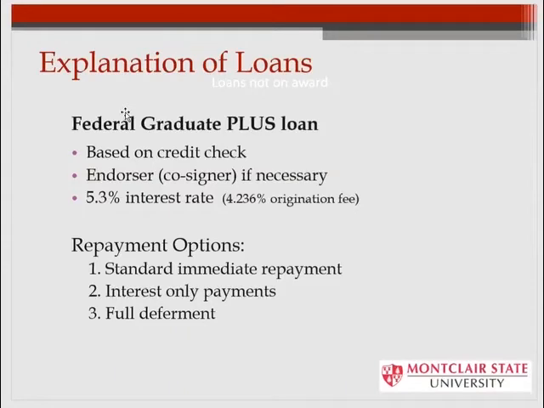You do have to apply for this at www.studentaid.gov. It is based on your credit. There is a light credit check that is done. If you don't have strong enough credit, you can have a co-signer or an endorser with you for this specific type of loan. There is an interest rate that will apply and accrue as soon as the loan is disbursed. The current interest rate right now is 5.3% with an origination fee of 4.236%.